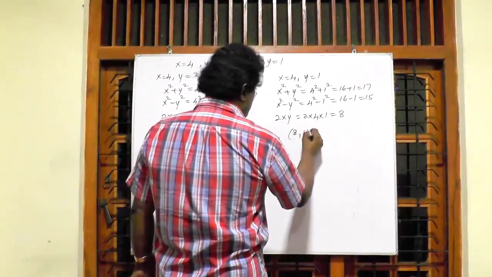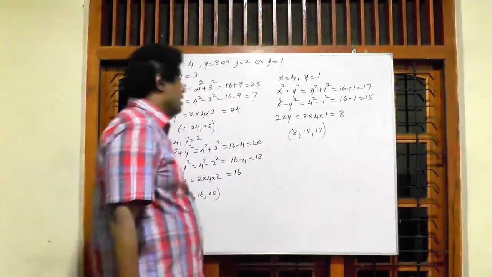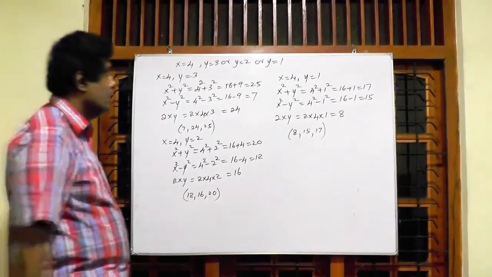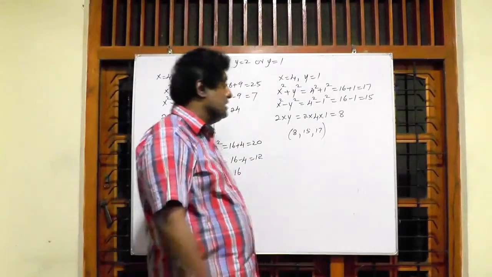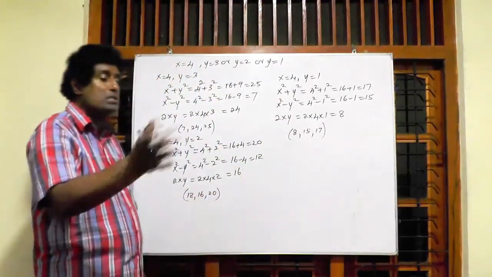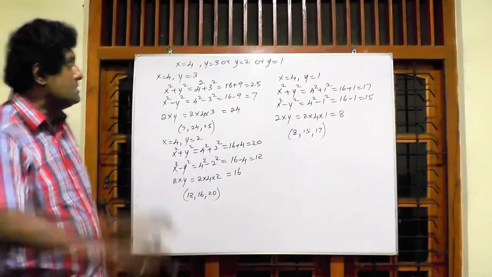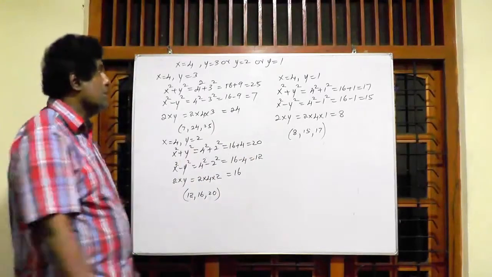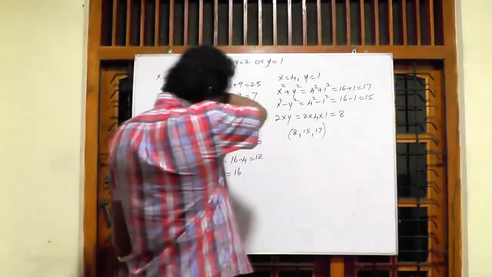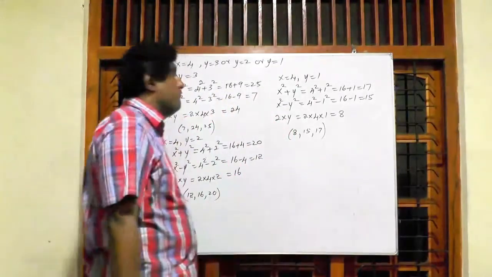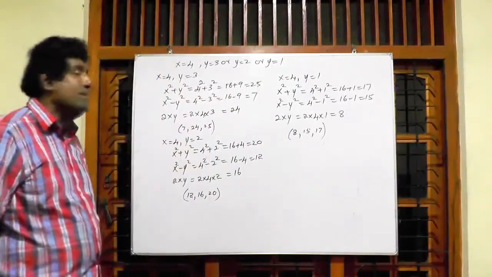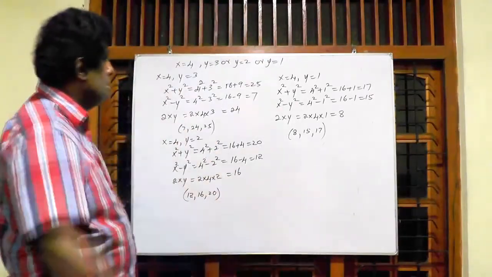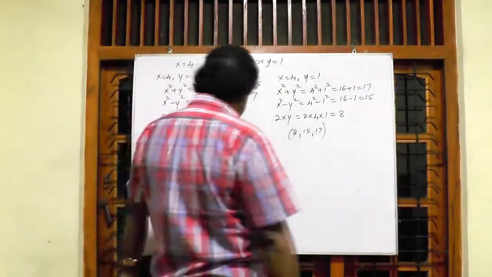Then 8, 15 and 17 is another Pythagorean triple. I think 8, 15, 17 also differs from the others. That is a new Pythagorean triple. That is not a multiple of any other Pythagorean triple. Then okay, you can consider the value of x as 5 and the values of y as 4, 3, 2 or 1. You can obtain some Pythagorean triples.